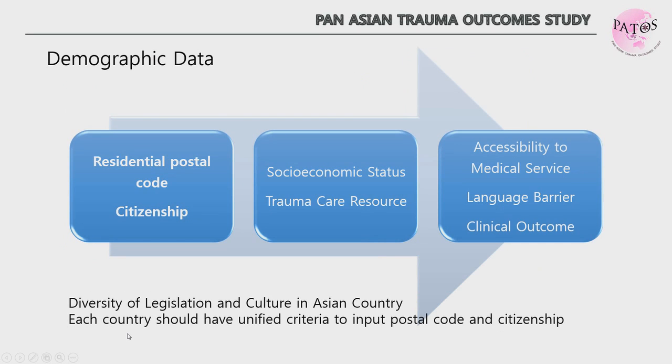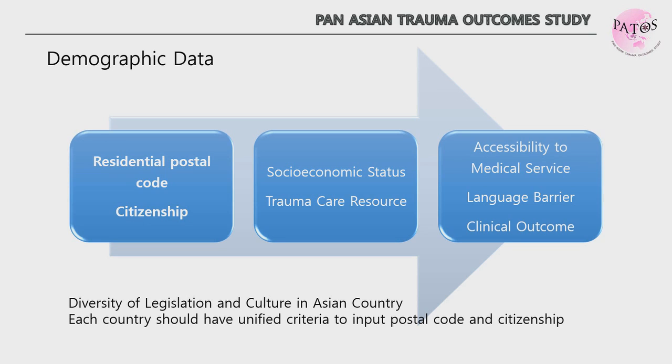For research institutes that wish to collect comprehensive variables, we need to have additional research on patient residential zip code and citizenship status. Information on residential area and citizenship are indicators for estimating a patient's socioeconomic status and availability of trauma care resources in the residential area. These information would in turn tell us about their accessibility to medical service, language barrier, and clinical outcomes.